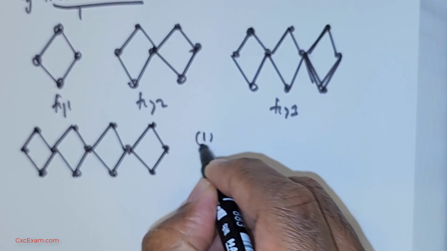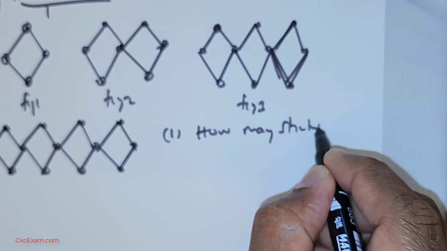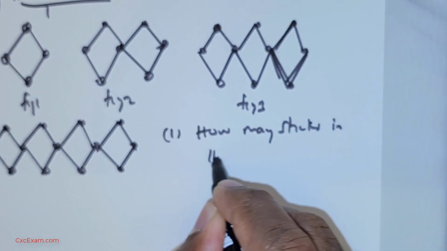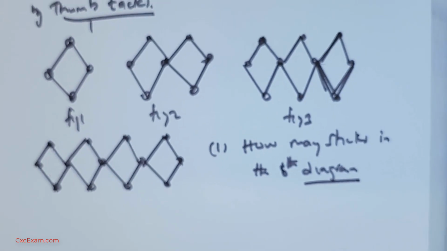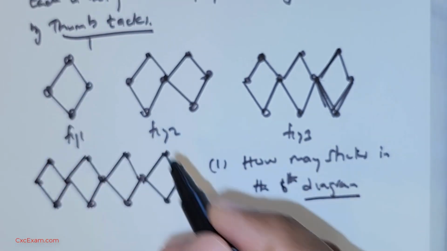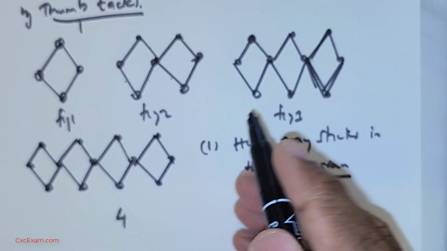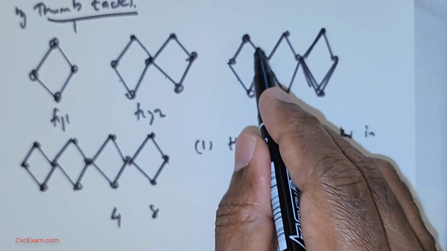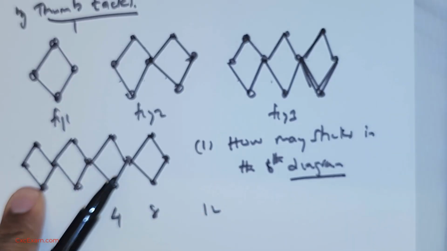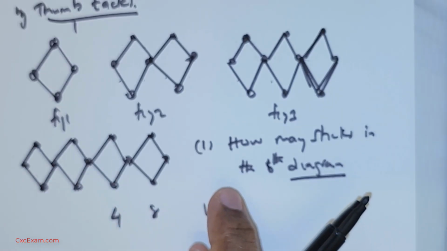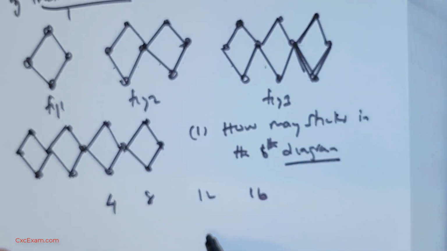The second question is, how many sticks in the sixth diagram? Okay, now in the first diagram you have 1, 2, 3, 4 sticks. Second diagram 1, 2, 3, 4, 5, 6, 7, 8, 8 sticks. Third one 1, 2, 3, 4, 5, 6, 7, 8, 9, 10, 11, 12, 12 sticks. Naturally in this case you will get 16 because the increment is 4, and you will have a 16 here.